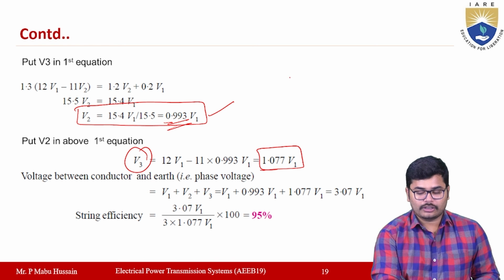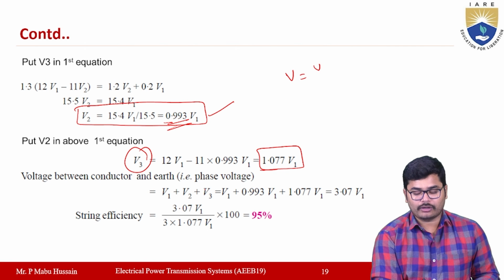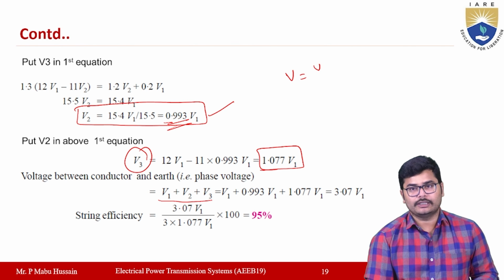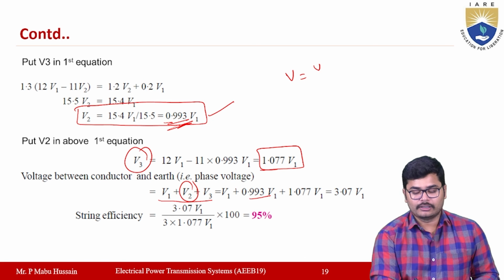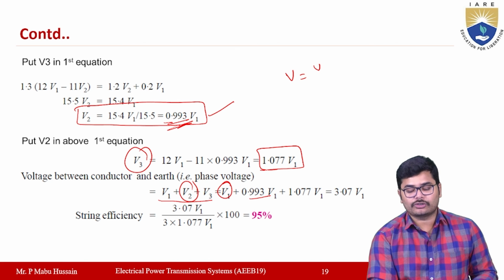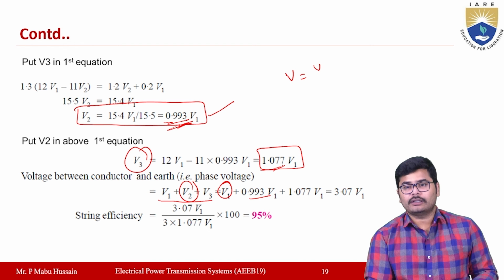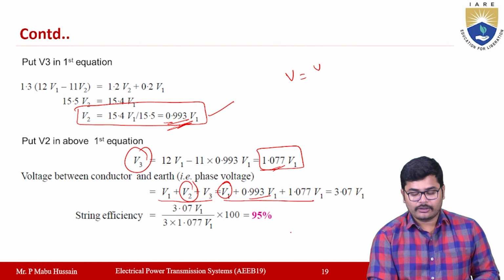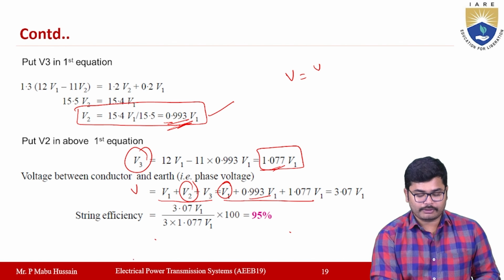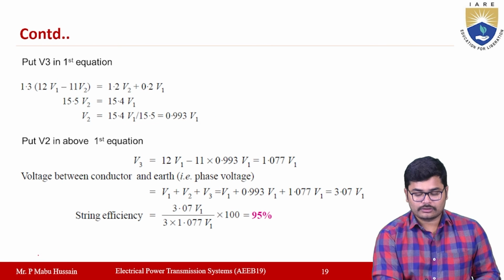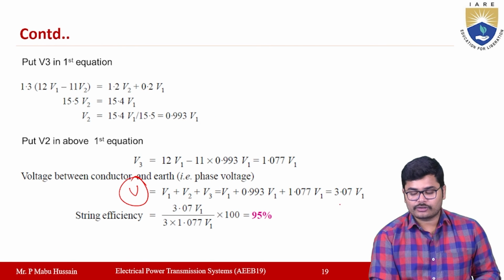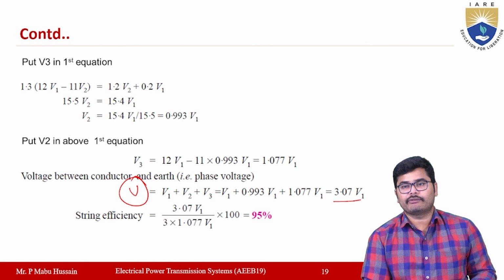Then the total voltage will be equal to the sum of all the voltages, V1 plus V2 plus V3. V2 in terms of V1 is 0.993 V1, and V3 in terms of V1 is 1.077 V1. So if you substitute those values, you will get the voltage V in terms of V1. The voltage V is equal to 3.07 V1 we are getting.